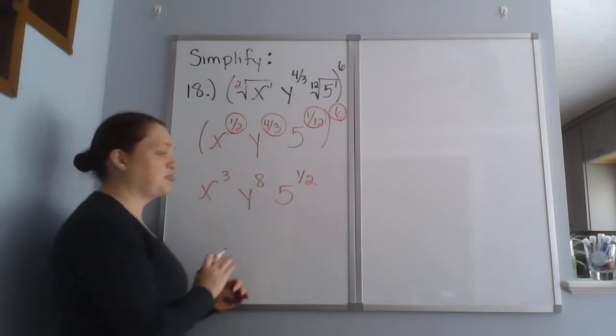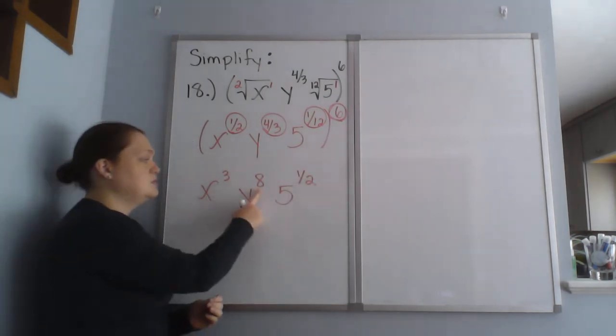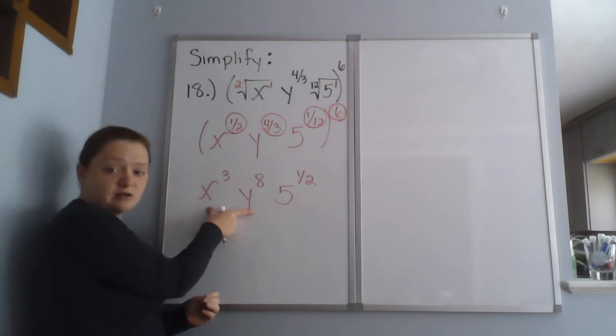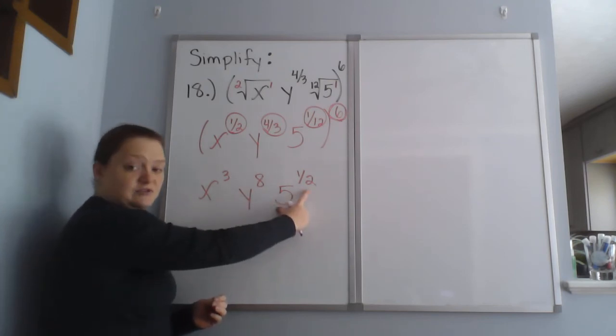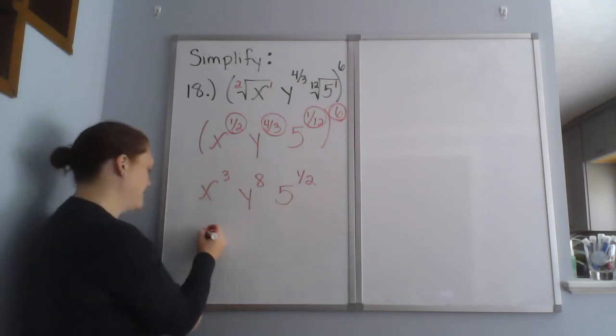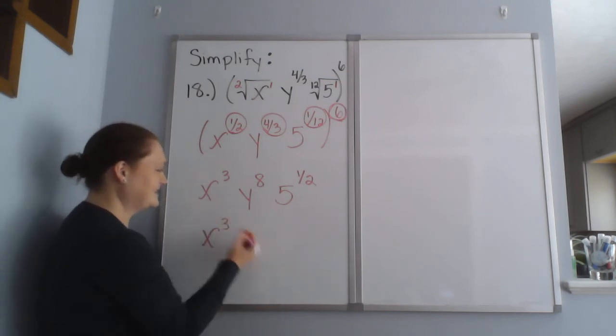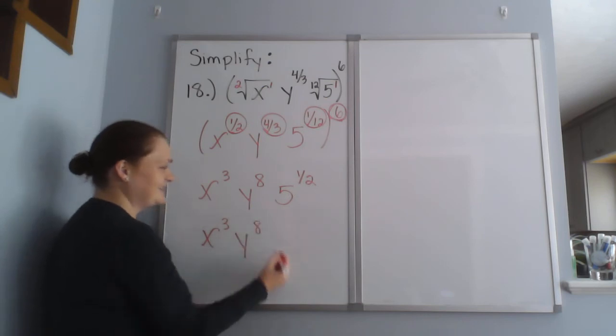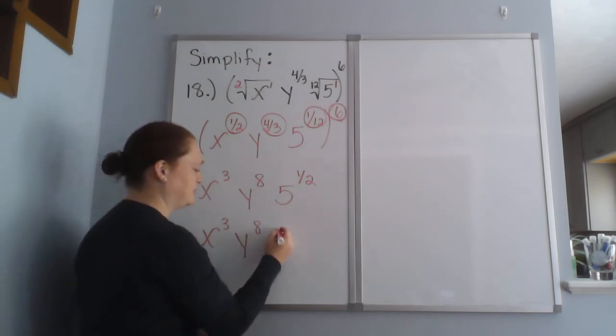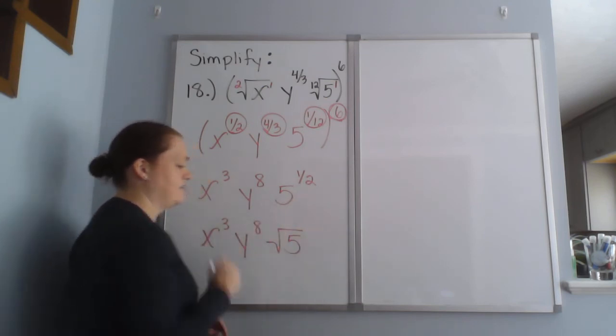So this worked out pretty nicely, and I ended up with 2 whole number exponents, so these are not in radicals anymore. This is the only part left in a radical, okay? So I've got x to the cubed, y to the 8th, and then this is now just the plain old square root of 5, okay?